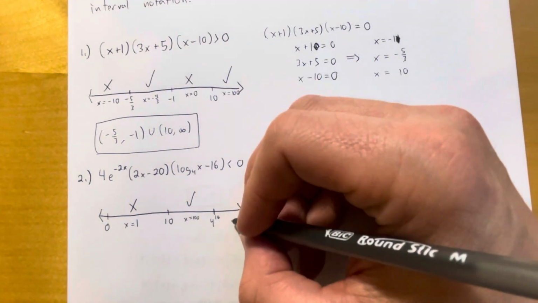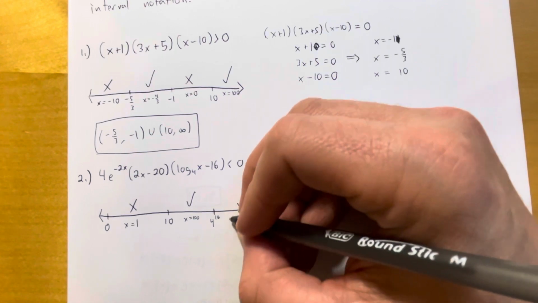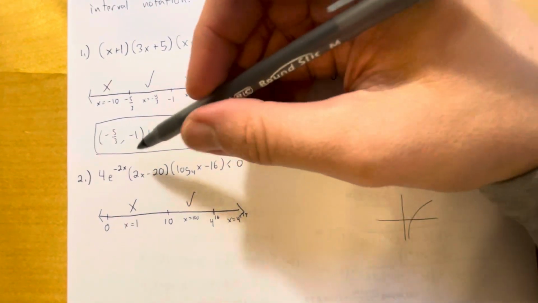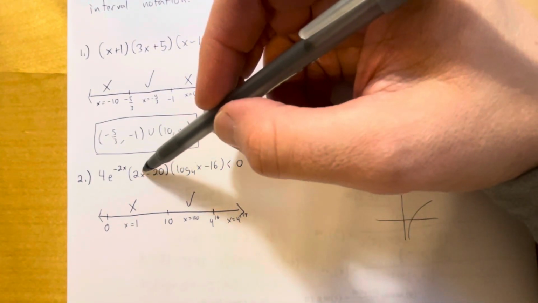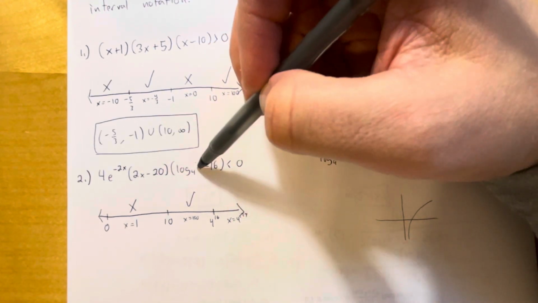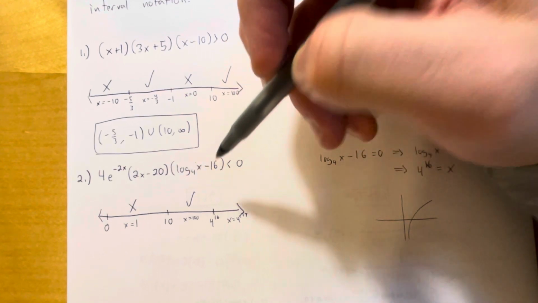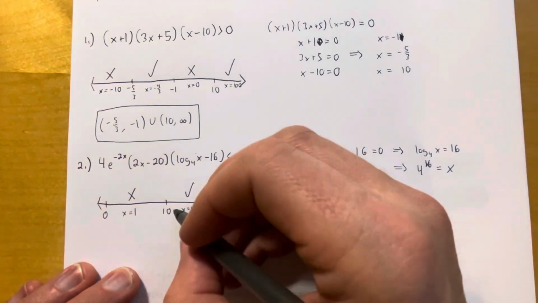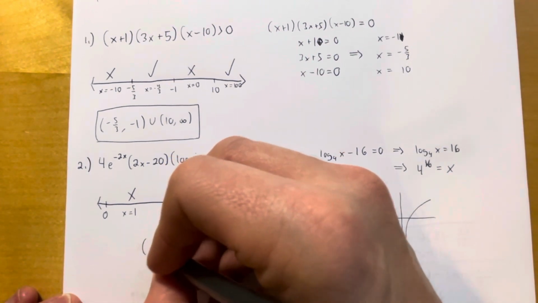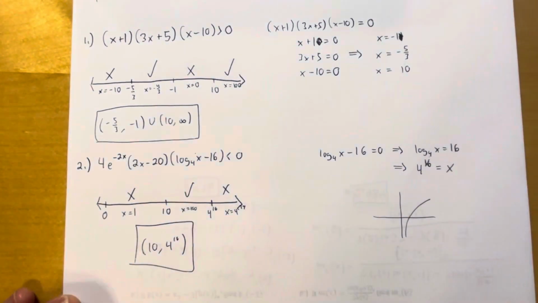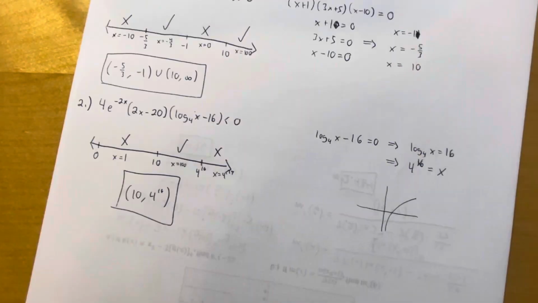By a similar token, if I plug in a number that's larger than 4 to the 16th power, say 4 to the 17th power, then I get positive everywhere. Again, this would be a gigantic number minus 20, so that's definitely positive. Here, if I plug 4 to the 17th power in here, I would just get 17 minus 16. That's also positive. We don't want positives. Okay, so from my number line here, the only solution that I'm getting is 10 to 4 to the 16th power. Okay? That is my solution for that one.